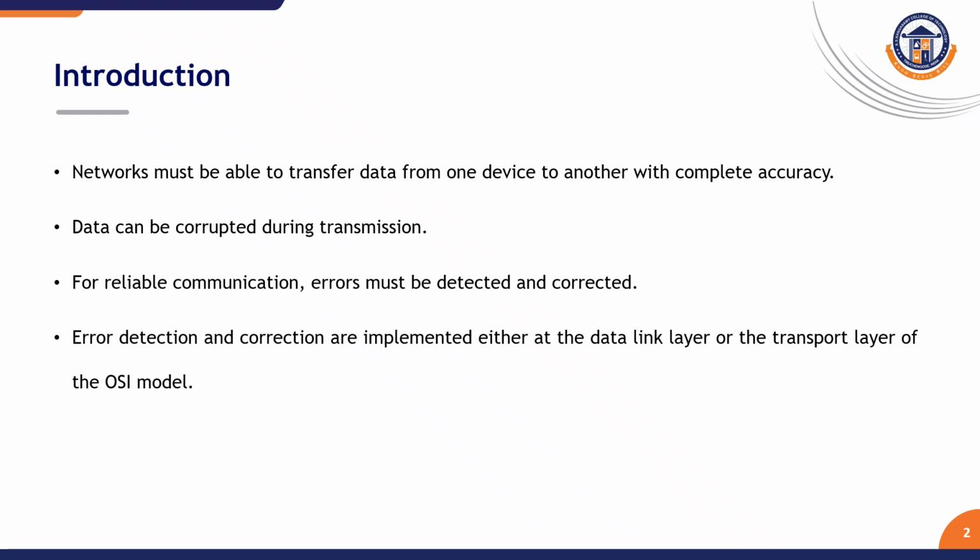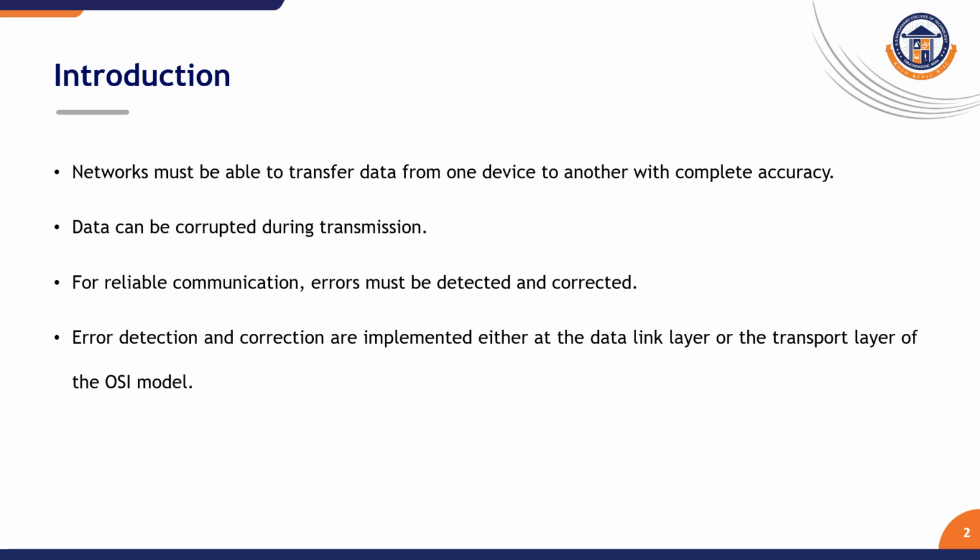Introduction. A network must be able to transfer data from one device to another device with complete accuracy. The data can be corrupted during the transmission. We all know that noise may occur, or the length of the transmission medium is a little bit longer, so sometimes the signal may get weaker, or due to external lights it may be lost or completely removed from the data, or sometimes it may be hacked. So how are we going to find those things?